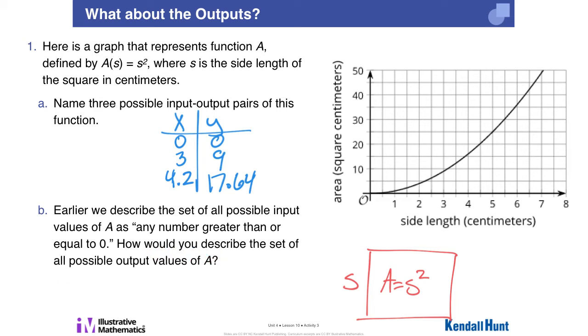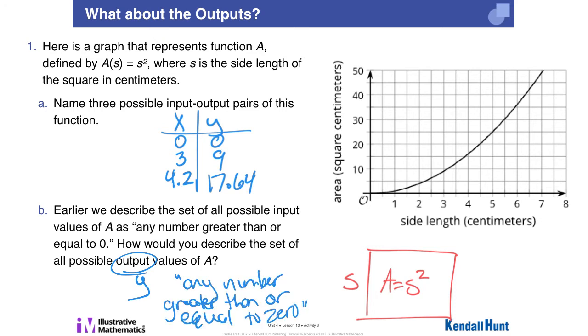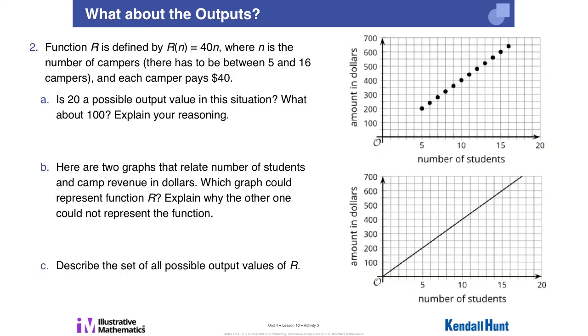How would we describe the set of all possible output values? Those are our y values. Well, we would probably say the exact same thing here. Any number greater than or equal to 0. Another way to put this into mathematical terms would be y is going to be greater than or equal to 0. On our graph, every single y value is going to be greater than or equal to 0.